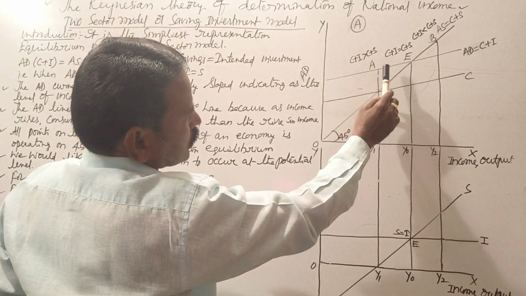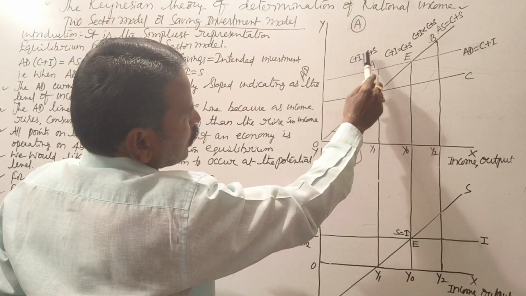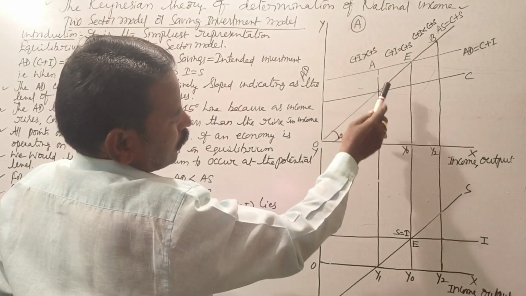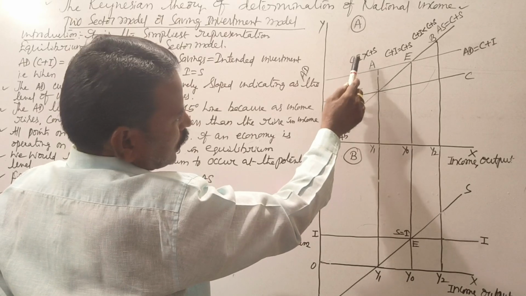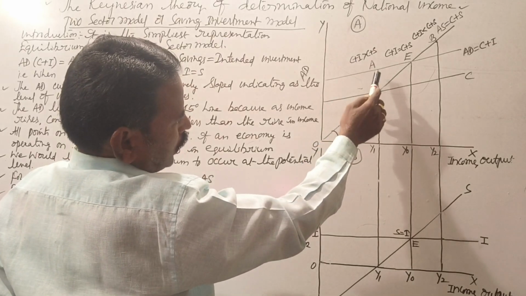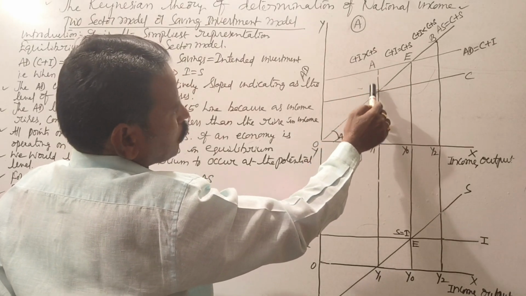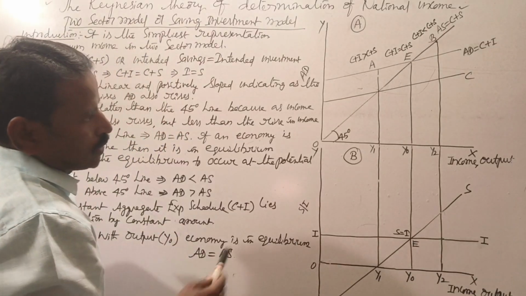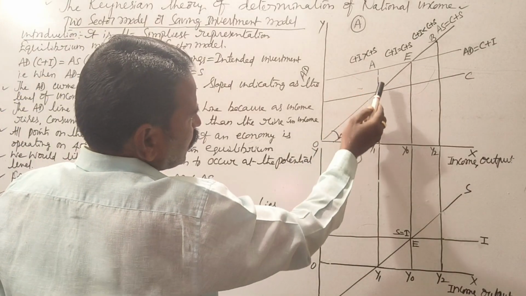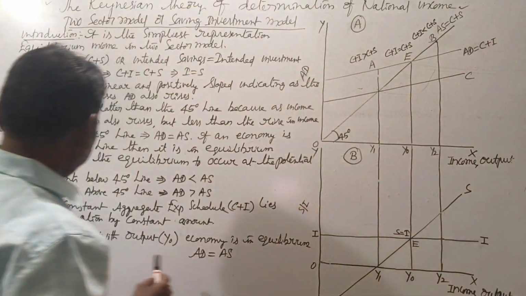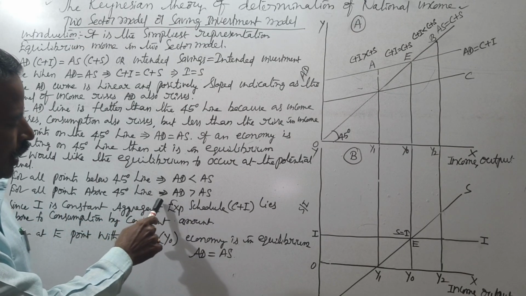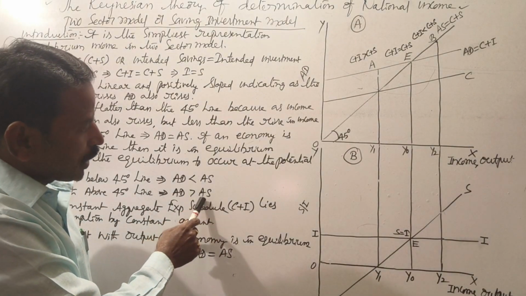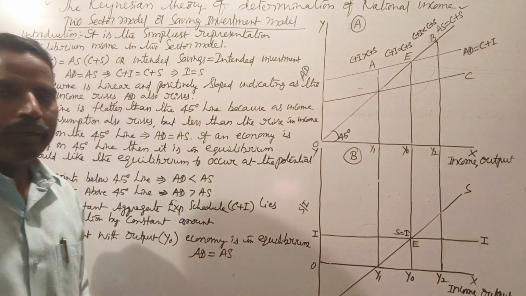Here, aggregate demand is greater than aggregate supply. For example, at point A, aggregate demand is greater than aggregate supply. This point is above the 45-degree line. So aggregate demand is more, aggregate supply is less. So for all points above the 45-degree line, aggregate demand is greater than aggregate supply.